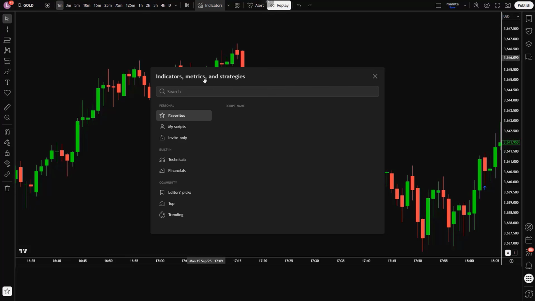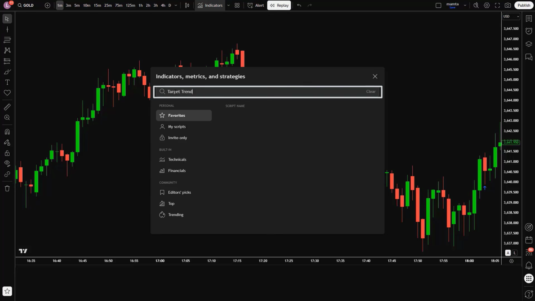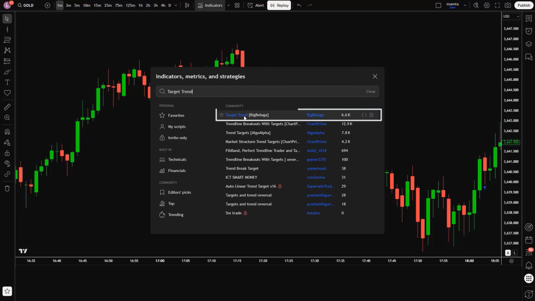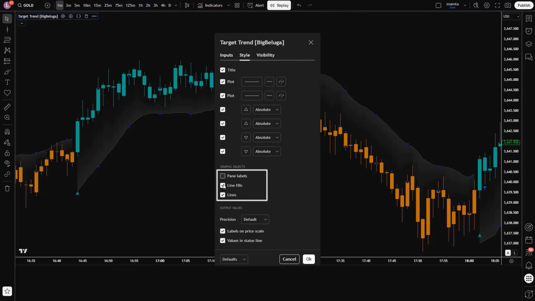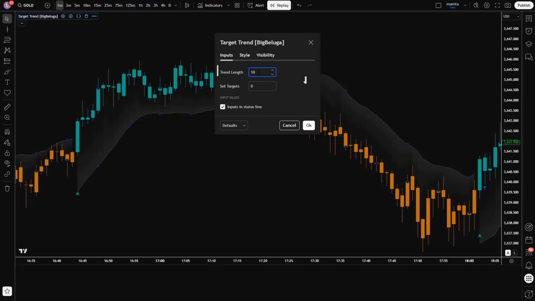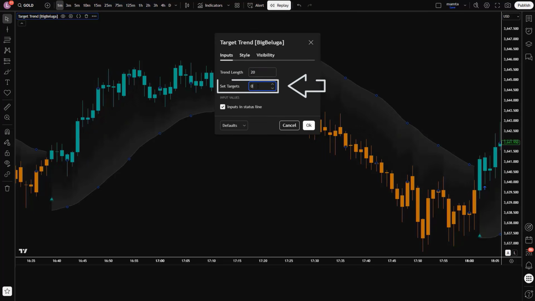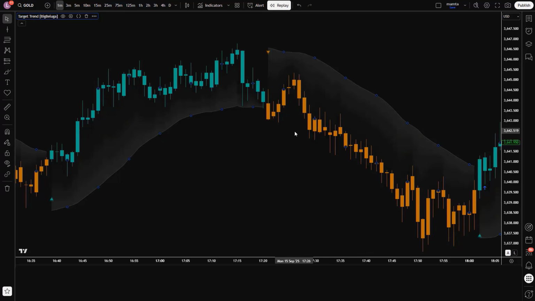First of all, we will search Target Trend in the search box of TradingView. After that we have to click on the Target Trend option, in which we have to change some settings. We need to hide these options. We have to change this trend length option from 10 to 20. We have to change this set targets option from 0 to 5. After this we will understand the next trading setup on the chart.